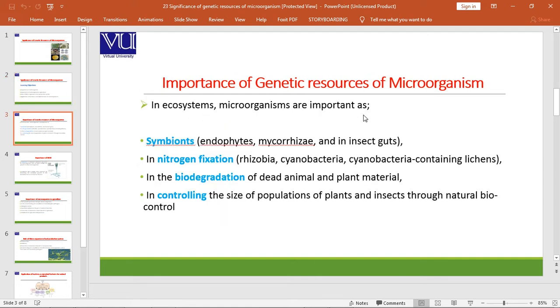In ecosystems, microorganisms are important as symbionts, endophytes, mycorrhizae, and in insect guts. In nitrogen fixation, rhizobia, cyanobacteria containing lichens, in the biodegradation of dead animal and plant material, in controlling the size of populations of plants and insects through natural biocontrol.